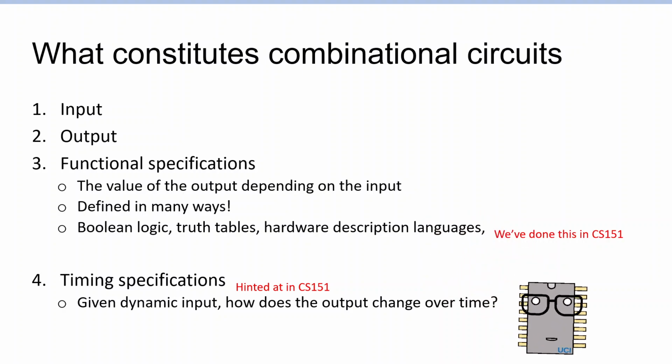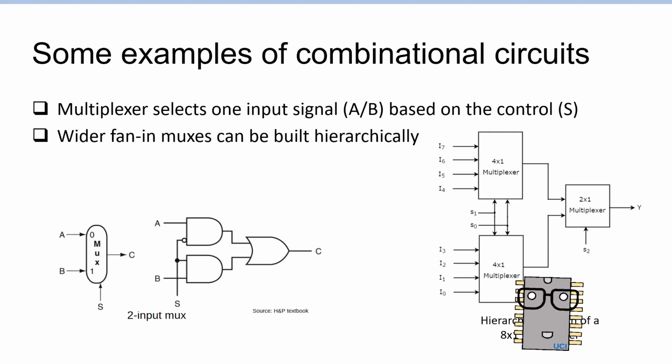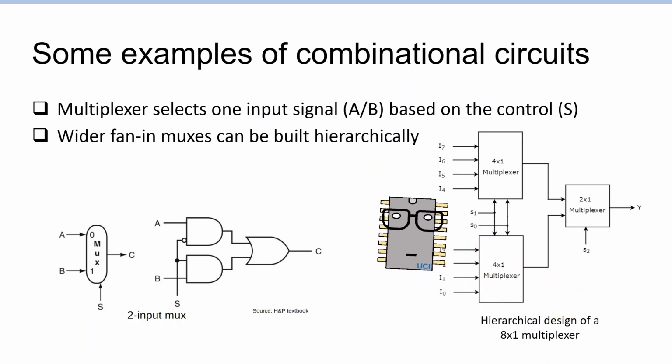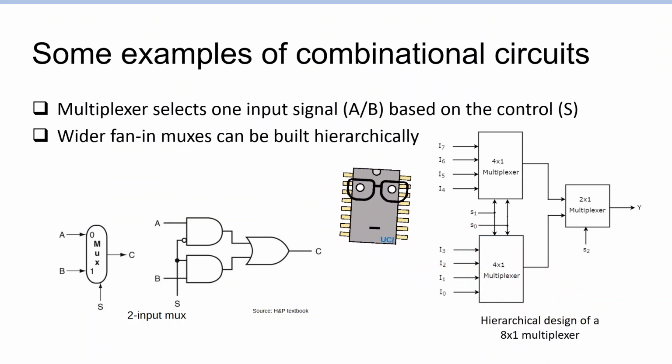So the timing constraints need to describe, given dynamic input into a combinational circuit, how the output changes over time. And in order to talk about this a little bit, here's just a lightning round of some probably more familiar examples of combinational circuits, including multiplexers.